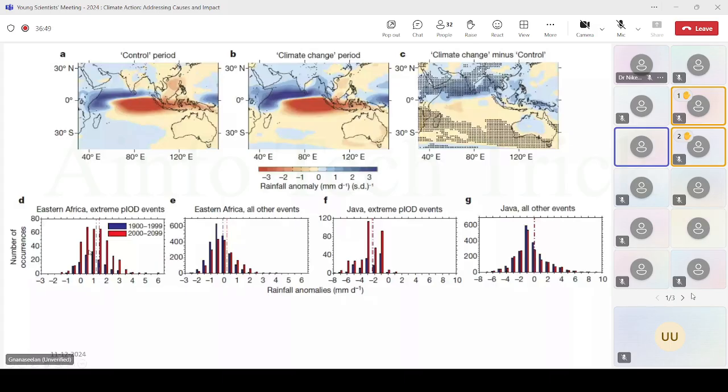Thank you so much, it's amazing. I would like to summarize: the IODs are going to be stronger, and they are going to impact rainfall over the adjacent region, especially the Indian region, which is going to be more positive, whereas in the African and Indonesian region or Australia region, it is going to be more deficit.